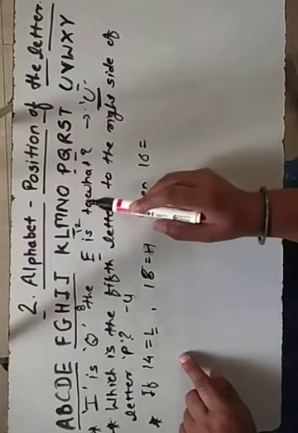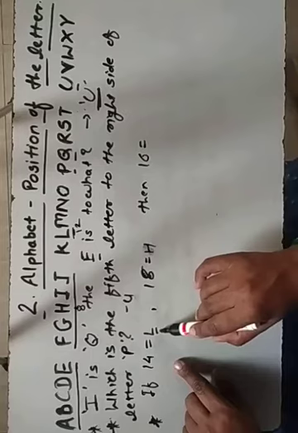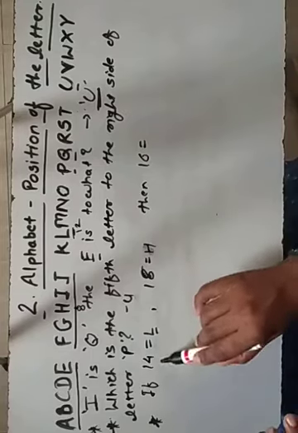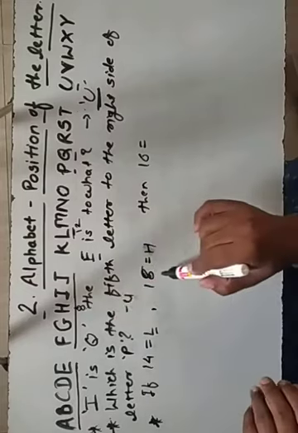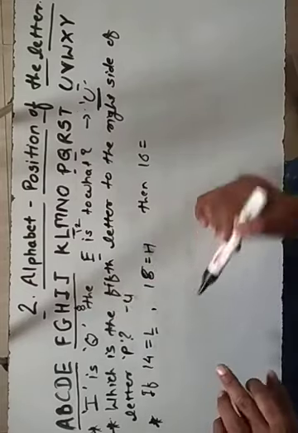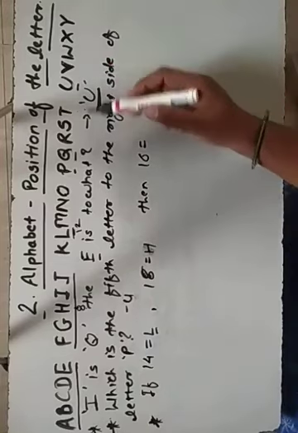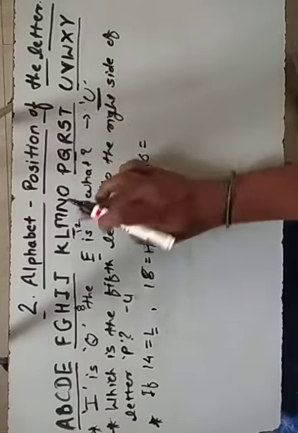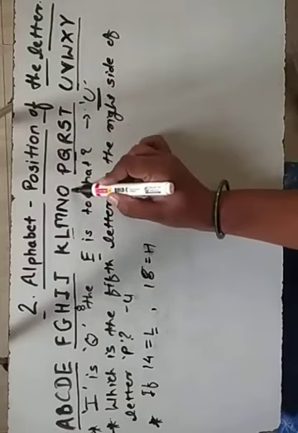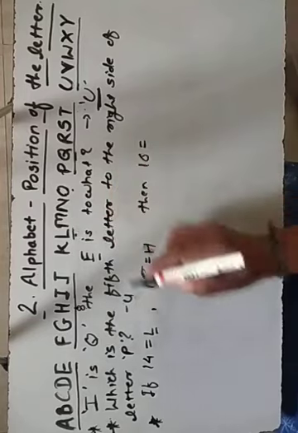So 12 plus 2 is 14 for L's position. But for H's position, from the left it is 8 and here it is 18, so there is no relation. So we will see from the right side. From the right side, L's position is 5, 10, and in this group 11, 12, 13, and this is the 14th position.